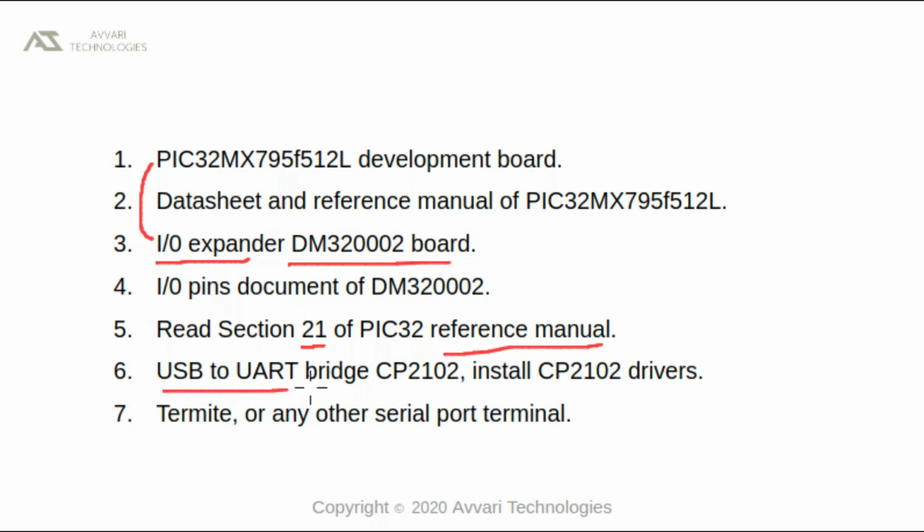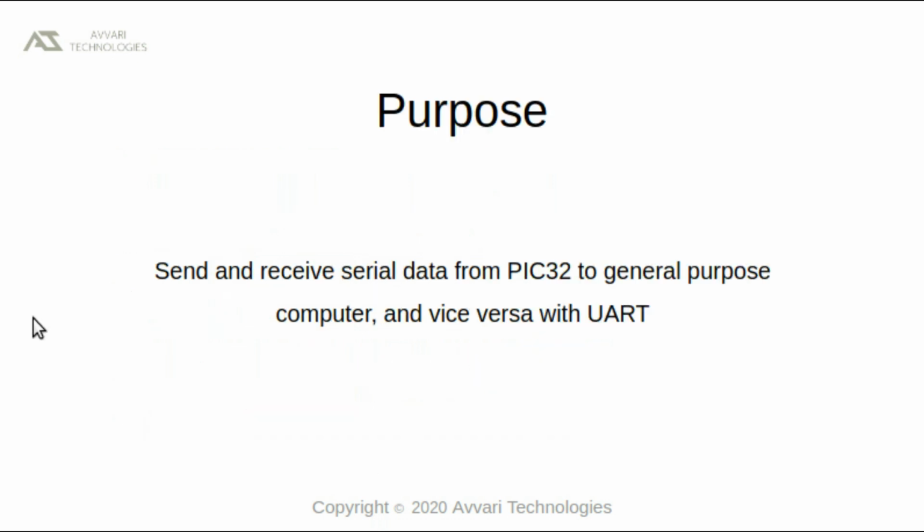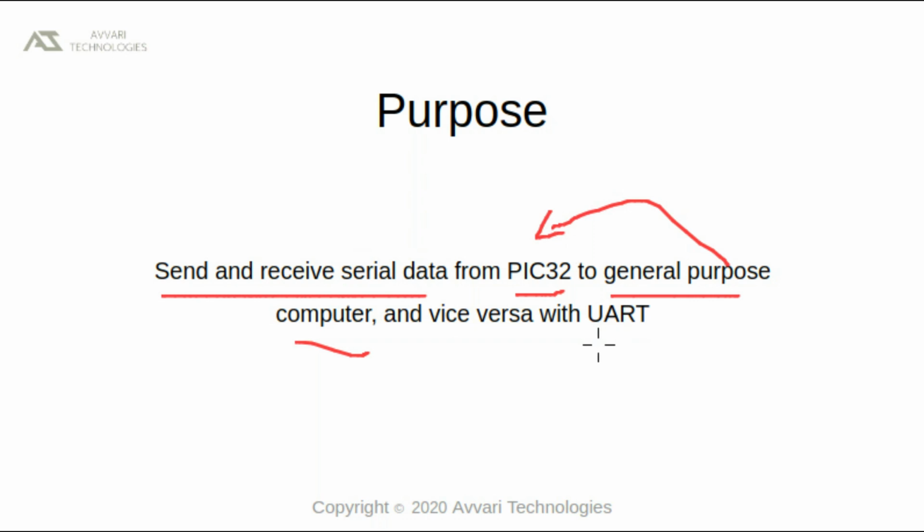And we need the USB to UART bridge CP2102. Depending on the operating system, you need to install CP2102 drivers. Finally, we need the Termite application or any other serial port terminal. I am using Termite. I found it very useful and it's very simple. The purpose of this application is to send and receive serial data between the PIC32 and a general purpose computer. We are using a laptop, and we need to get data from the general purpose computer to our PIC32 microcontroller with the use of the UART protocol.